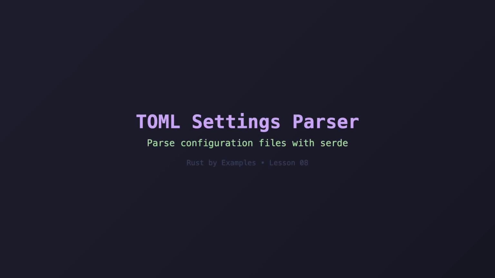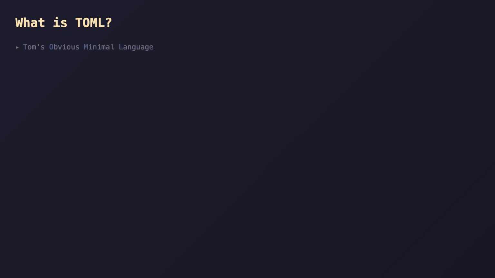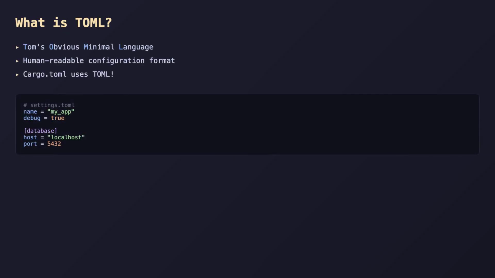Welcome to Rust by Examples, Lesson 8. Today we're parsing .toml configuration files. .toml is the format used by Cargo.toml. What is .toml? It stands for Tom's Obvious Minimal Language. .toml is designed to be easy to read and write. Let's see the syntax.